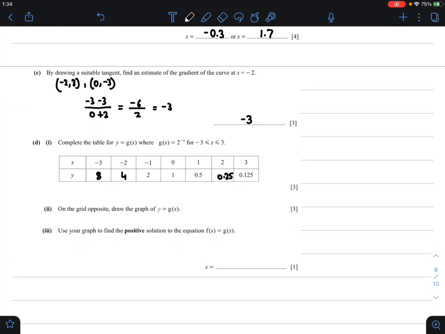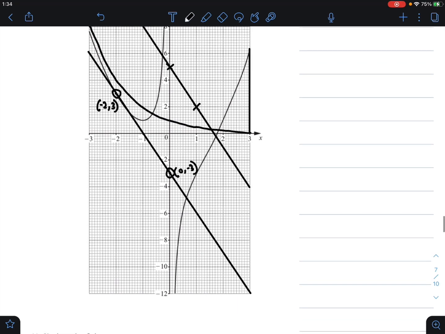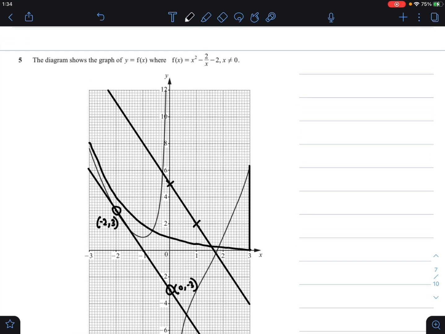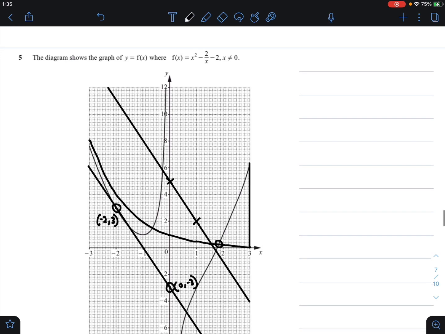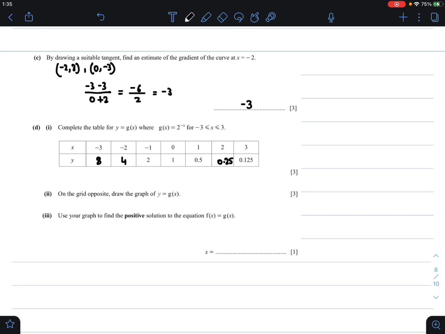They are asking you to use the graph to find the positive solution to the equation f(x) is equal to g(x). For this all you need to do is see where the curve intersects the original curve, that is the f(x) curve. So it intersects the curve right here. That would be approximately at the point 1.85. So you could say that your final answer for D3 is 1.85.